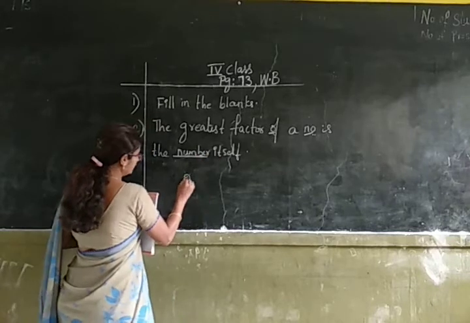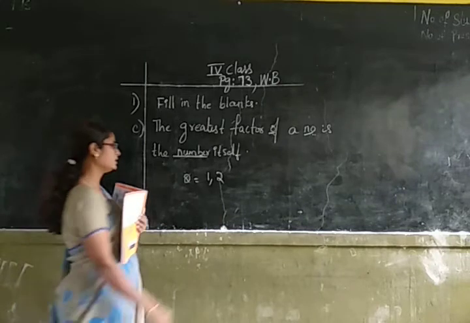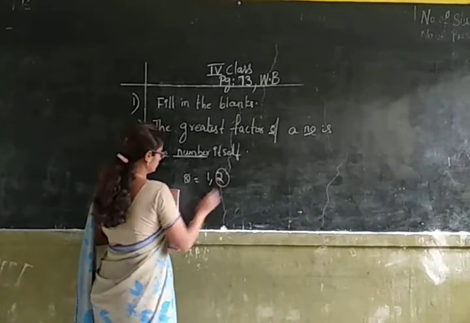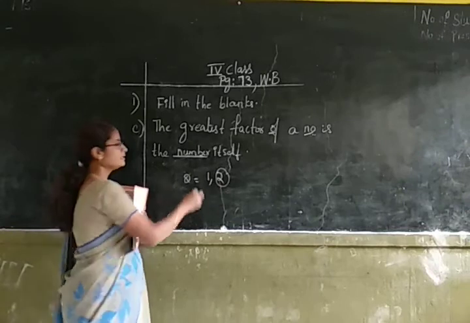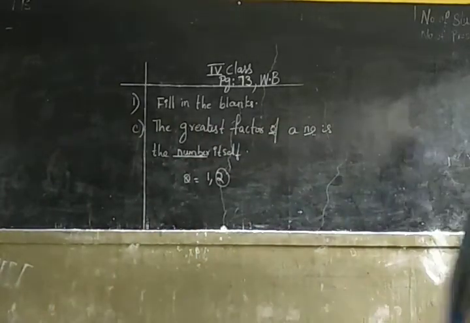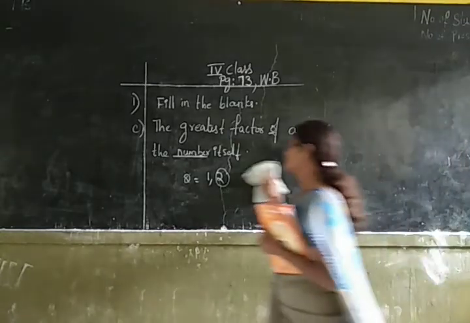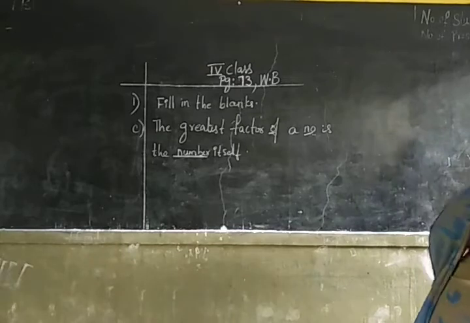So let us write down the factors of 2. The factors of 2 are 1 and 2. Here the greatest factor is 2. So for any number, the greatest factor is the number itself. Here the greatest factor is 2.